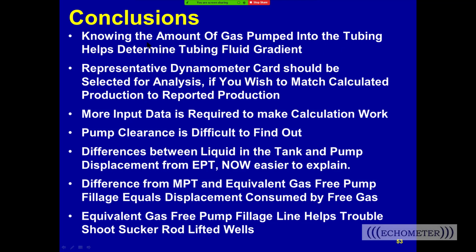So we can determine this by knowing how much gas goes up the tubing to adjust the actual tubing fluid gradient. We can use our card to match what we calculate our production in the tank. The problem with this method is it takes a lot more data to make the calculations work. Sometimes the pump clearance is difficult to figure out or find out. It's often not recorded. The difference between liquid in the tank and the pump displacement compared to the effective plunger travel is now a lot easier to answer that question and explain.